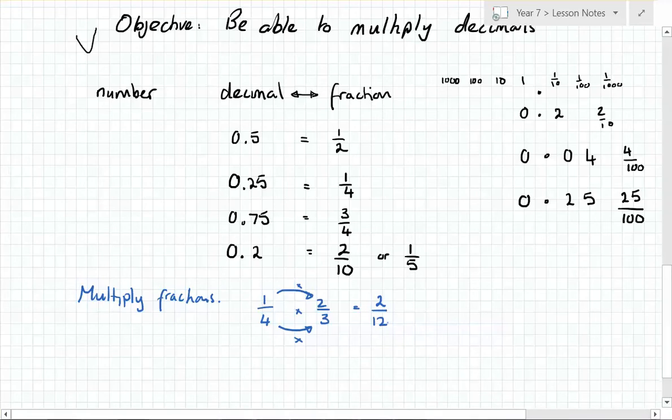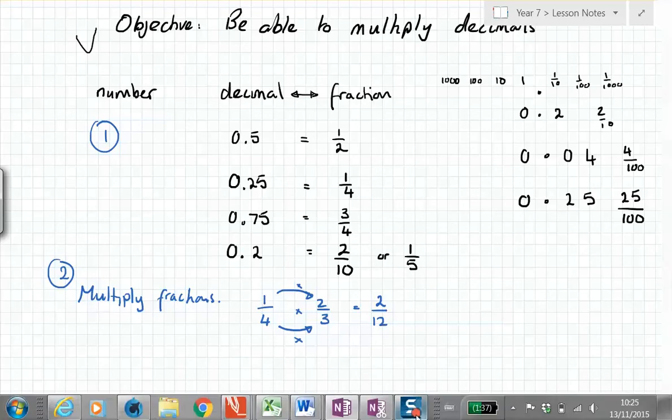Simple basics. Now, we are going to use this first skill and this second skill to be able to multiply decimals. Okay? Write all this down. I think you should make your notes quickly now. I should write all this down, guys.